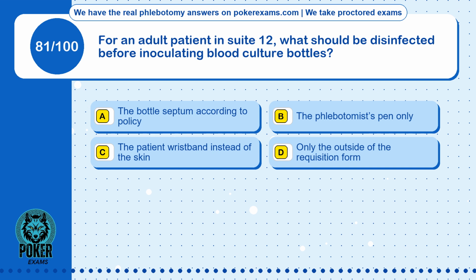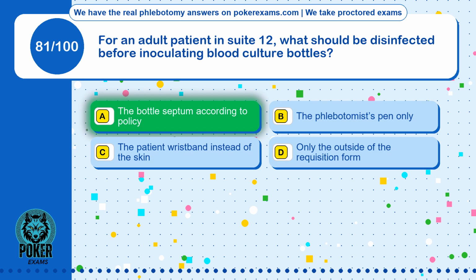Question 81. For an adult patient in Suite 12, what should be disinfected before inoculating blood culture bottles? Option A. The bottle septum according to policy. Option B. The phlebotomist's pen only. Option C. The patient wristband instead of the skin. Option D. Only the outside of the requisition form.